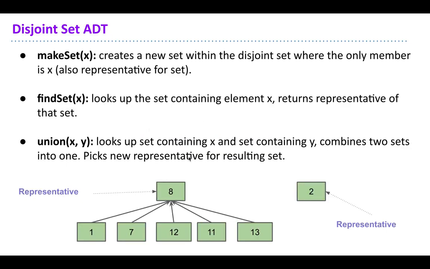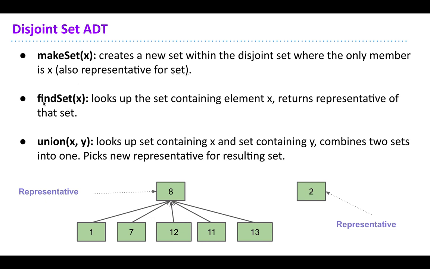As a review, the disjoint set ADT is basically a collection of smaller sets. There's one disjoint set with multiple smaller sets in it. And we support three main operations. There's an operation makeSet that takes in a number or a member X and creates a new set in the disjoint set, a new mini set where the only member would be X. And this is also what we call the representative for the set. I'll talk about that in just a minute.